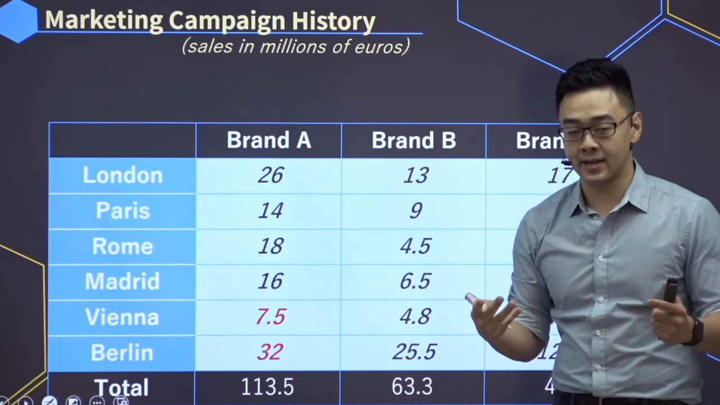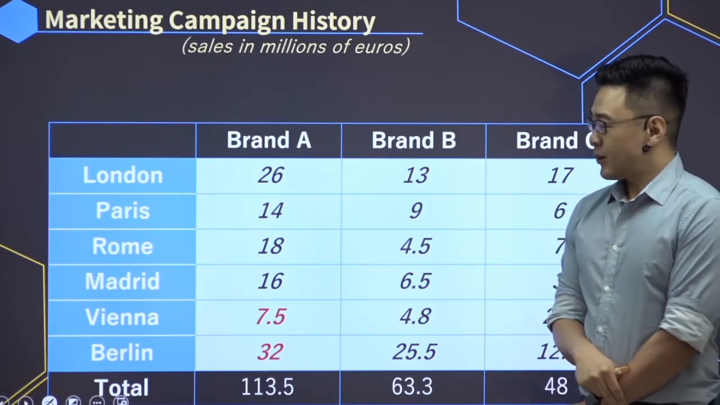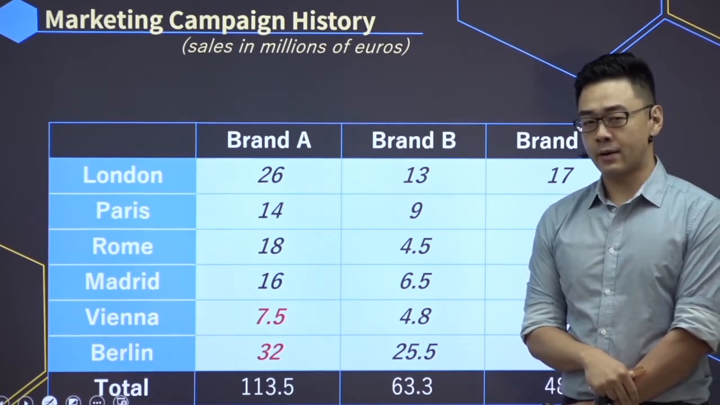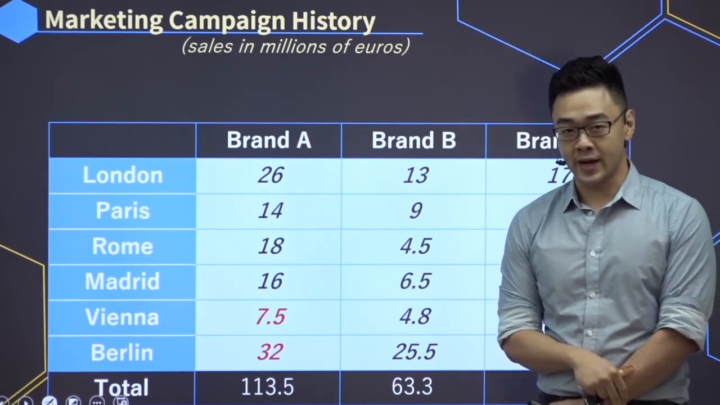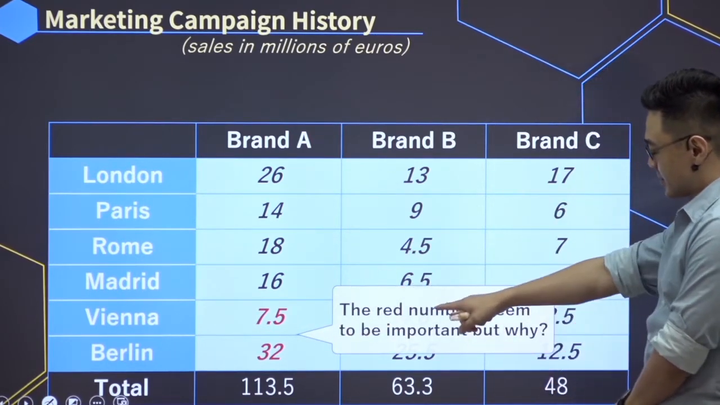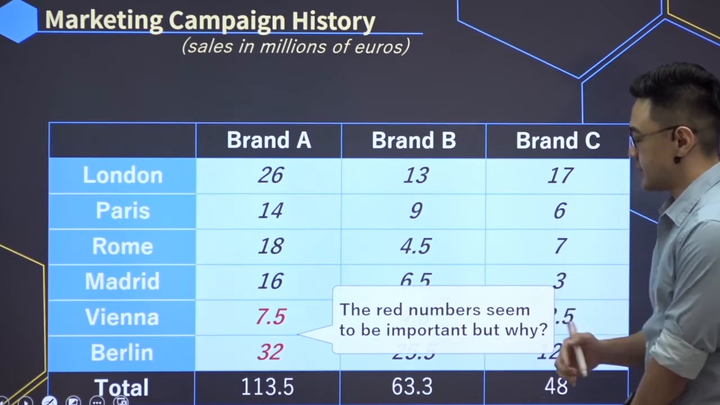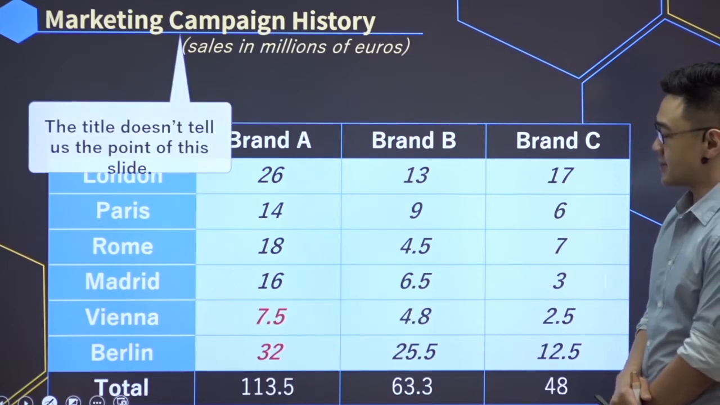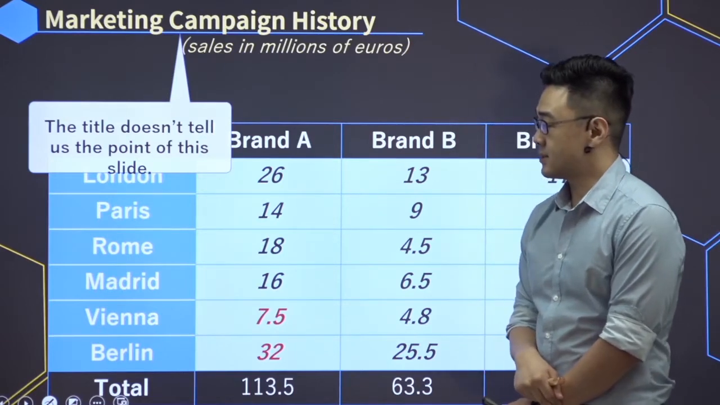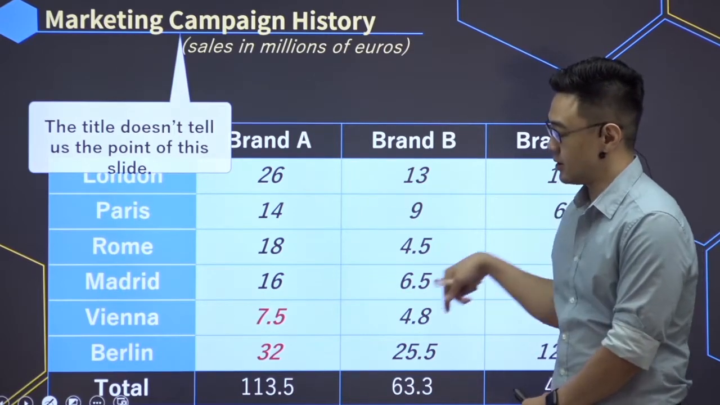So immediately, as an audience, what's your reaction? You'd be like, I have no idea what you're trying to tell me. Okay, so Ross, can you tell me more? Because I really don't get what you're trying to show us right now. So you'll look at these numbers in red, and you'll be like, hey, those numbers seem pretty important, but why? I don't know, I can't really tell. Why are they important? Okay, what about the next thing? The title doesn't really tell us the point of the slide. Marketing campaign history, yeah, that's the marketing campaign history, that's good.